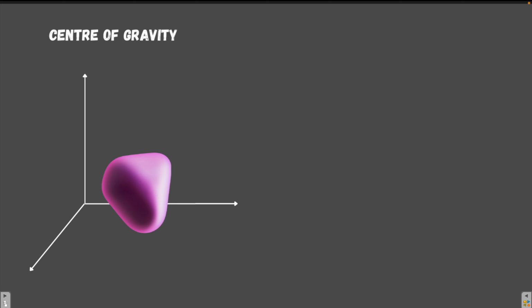The center of gravity of any body is an imaginary point about which the whole weight of the body is assumed to be concentrated. Now this is a very bookish definition and we couldn't understand anything. So let's first try to understand what the center of gravity is. For that, let's consider a 3D body.